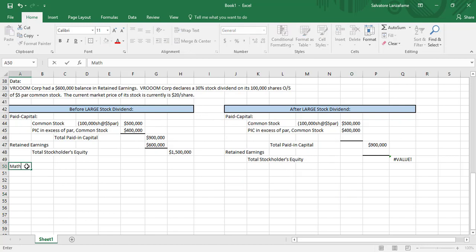So the math involved is we're going to take, now this is assuming we never had the small dividend, so we're right back to the original data, we're going to take 100,000 shares and we're going to multiply it by 30% this time. And if we do that, we get 30,000.